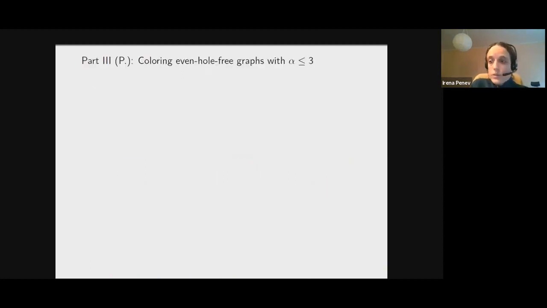Okay, so that's all from the second part. And then I realize I'm almost out of time, so I want to talk very briefly about this third part, coloring even-hole-free graphs of stability number at most 3.